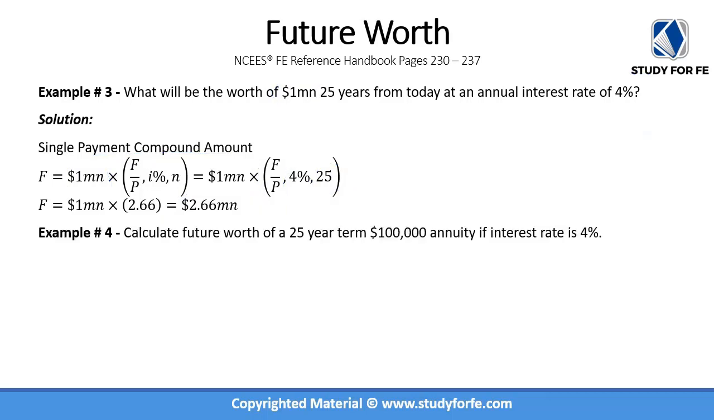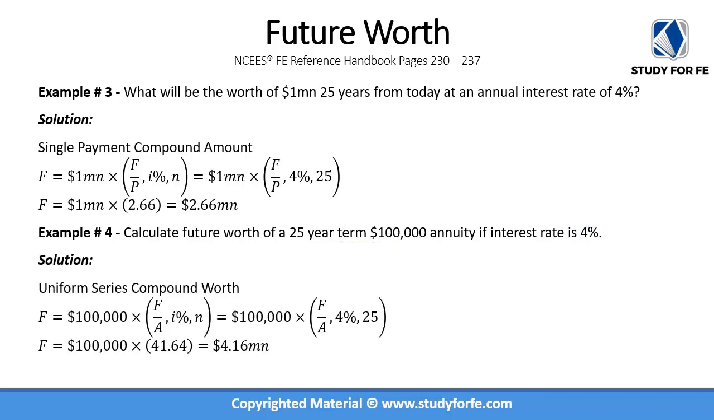Example number 4: calculate the future worth of a 25-year term $100,000 annuity if the interest rate is 4%. In this case, your I% is 4%, your A is the annuity, which is $100,000, and the term is 25 years. So someone is paying $100,000 each year for 25 years. If you want a lump sum payment instead of this $100,000 each year, paid to you at the end of year number 25, what will that amount be?